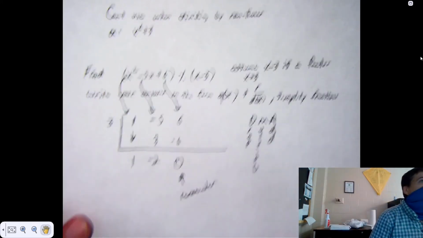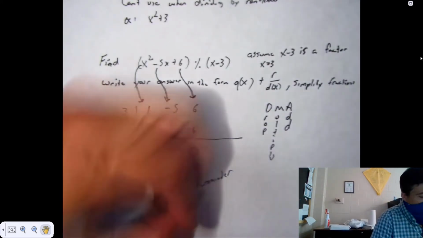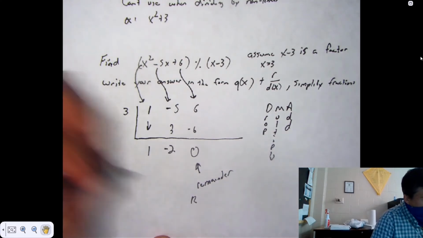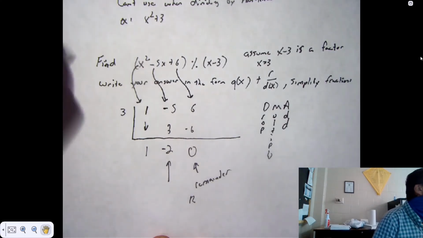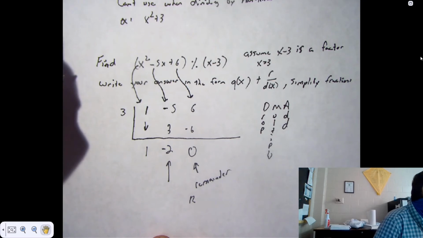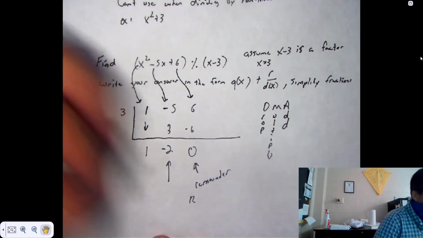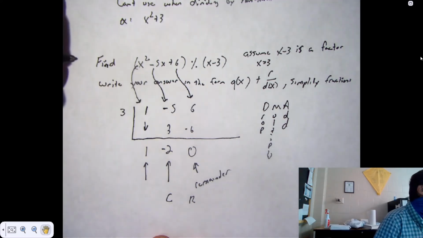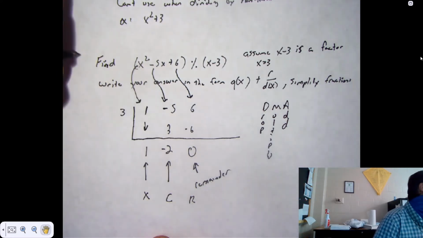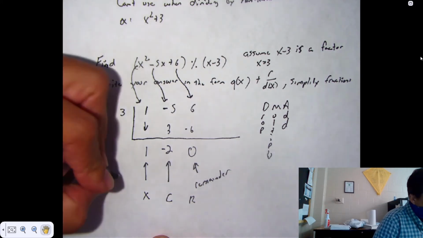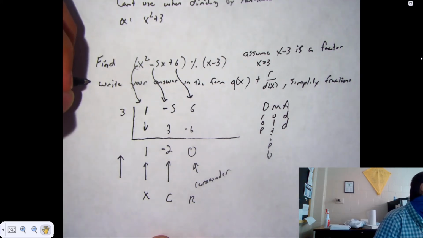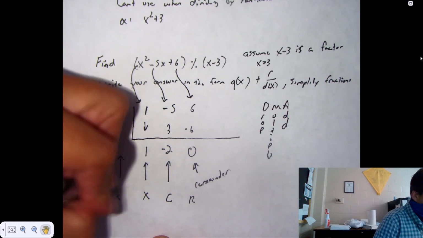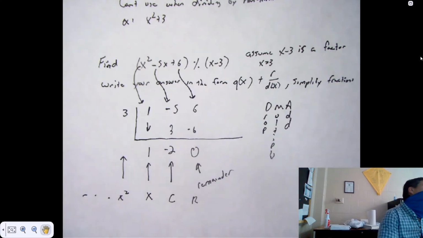Now, I don't know if you remember anything about the positions or not, but this is your remainder. Preceding a remainder is what? A constant. Preceding a constant is the x value. If there was anything here, what would it represent? X squared. And that pattern continues forever.